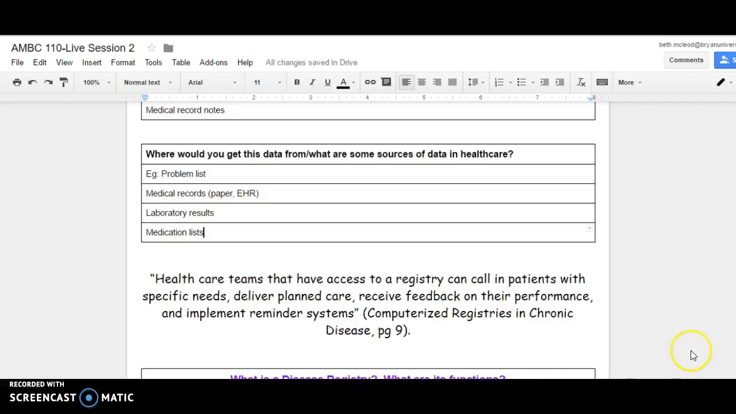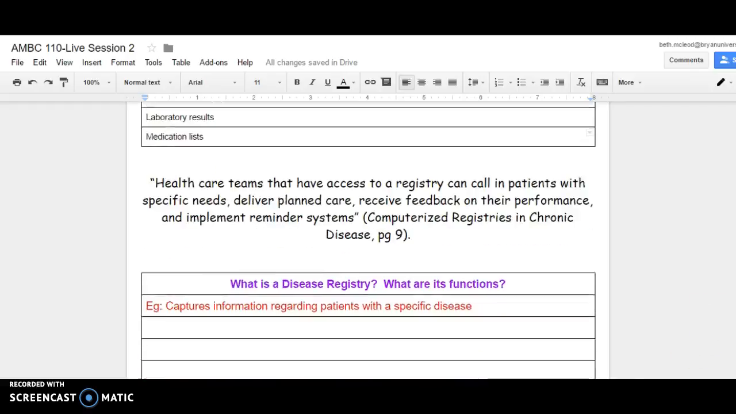This says healthcare teams that have access to a registry can call in patients with specific needs, deliver planned care, receive feedback on their performance, and implement reminder systems. So those registries are extremely important in healthcare.